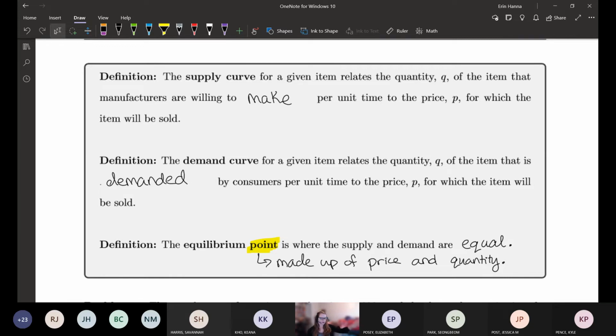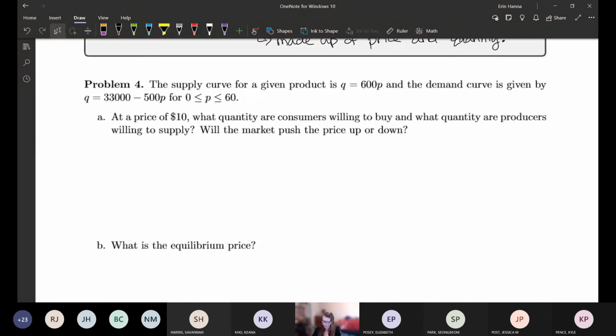Or if they're going to give me enough for 2,000 mittens, but 5,000 people want mittens, then there's 3,000 people who are sad that they don't have mittens. And that's also sad because that's more money that I could potentially be making, but I can't because I don't have enough yarn. So you really want to try to make these numbers as even as possible. So looking at our first question here, the supply curve for a given product is Q equals 600p, and the demand curve is given by Q equals 33,000 minus 500p.